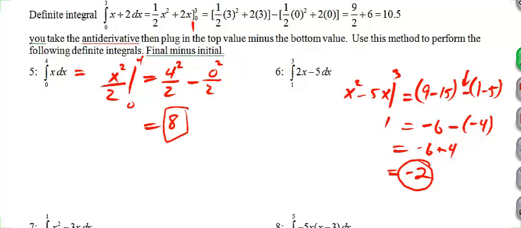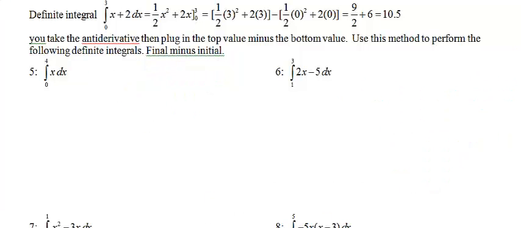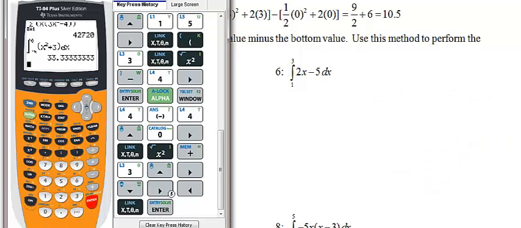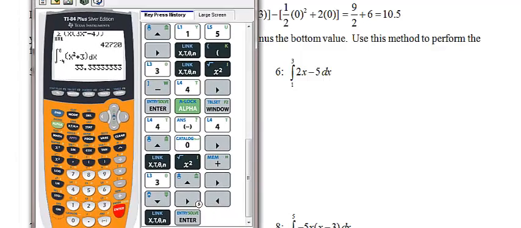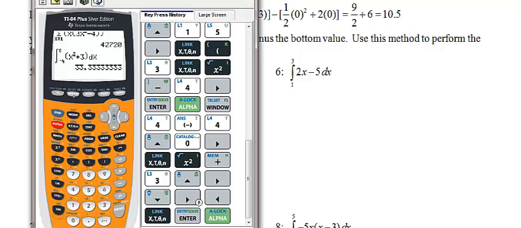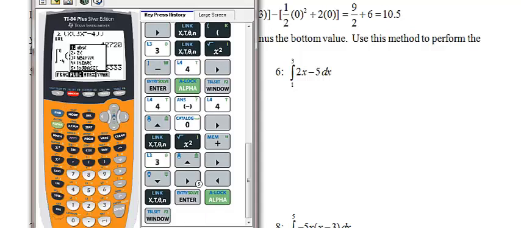Now again, if you want to check any of these, you can always plug them in your calculator. I showed on a different video how you can use the newer operating system to find these. It's actually kind of like right here on the screen. So again, on the newer operating system, you can hit alpha window, and then there's number 4, function integral, and you just make it look the way you want to.